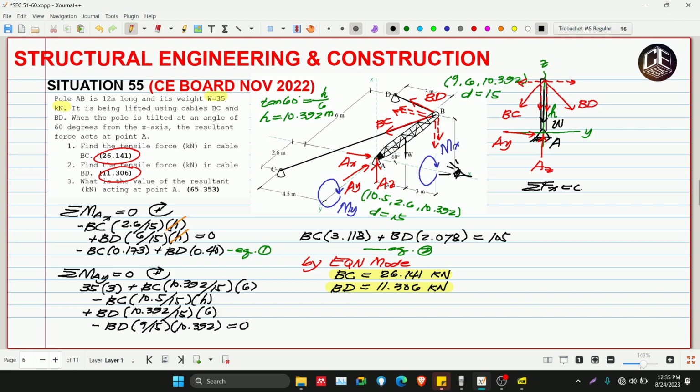So, summation of forces. Sabihin natin X is equivalent to 0. To the right is positive. So, makukuha natin ang AX to the right. And then, ang BC and BD natin is to the left parehas. So, BC, and then multiplied by ang x niya, ano nga ba x ng BC is 10.5. Then over 15. And then minus BD multiplied by ang x niya ay 9. Then over 15 is equivalent to 0. So, ganun lang siya kasimple.